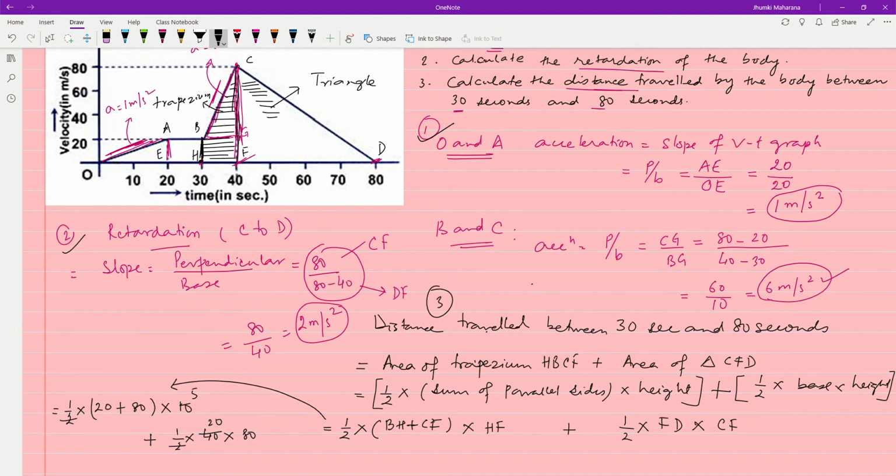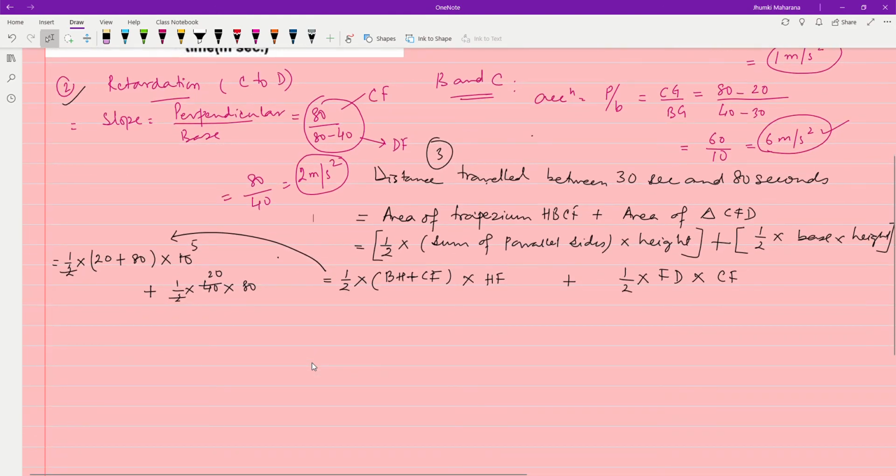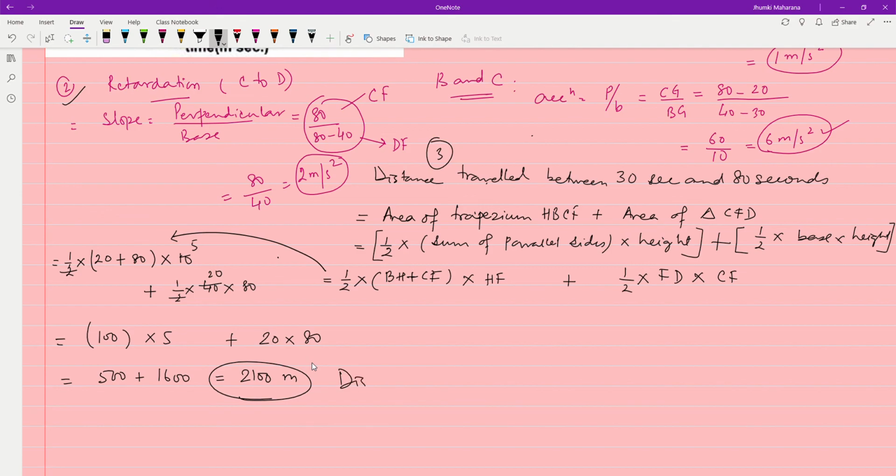So let us solve it further. So this would be equal to 100 multiply 5 plus 20 into 80. So it is 500 plus 1600. So it is 2100 meters. This would be the distance traveled by the body.